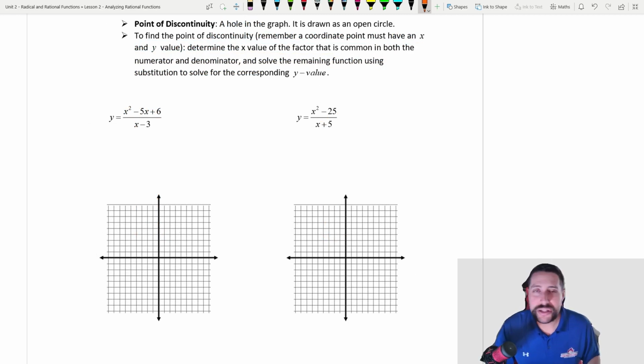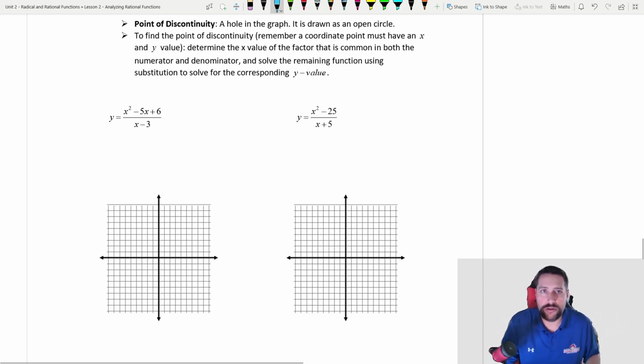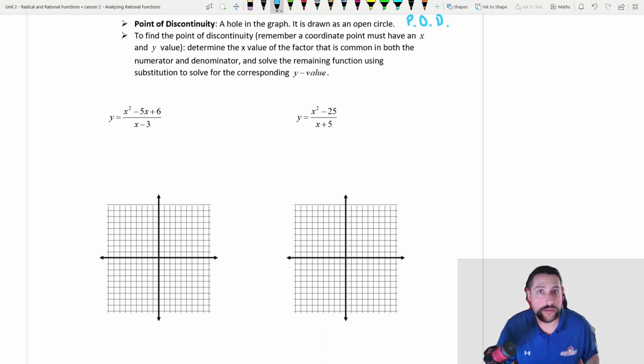Okay, moving on to the next characteristic of a rational function. We have points of discontinuity, or as I like to call them, POD, or pods, okay? A point of discontinuity, or a POD, is basically a hole in the graph. It is drawn as an open circle. So it's essentially a spot where it does not exist.